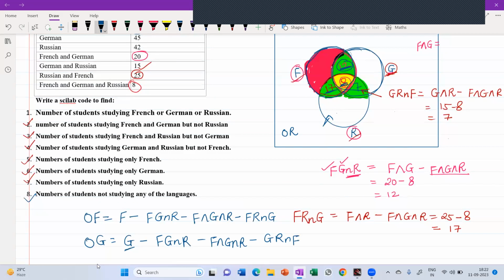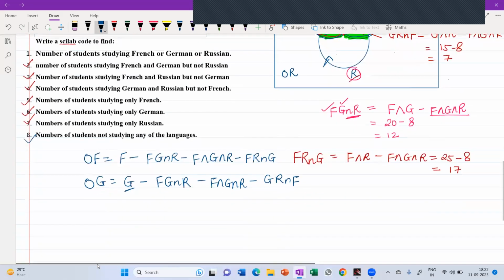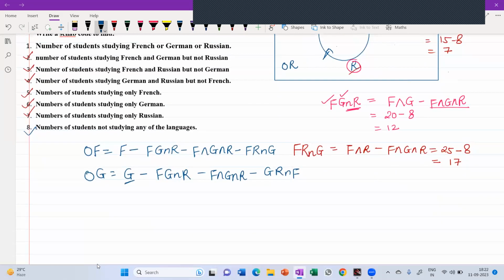And the last is the students who have taken neither of the languages. Not taking any of the languages, how are we going to find that out? There were 120 students in total. Then we found how many students have taken French or German or Russian. I think this was 100 from the last practical session. Now I want to find how many students have not taken any of the languages.